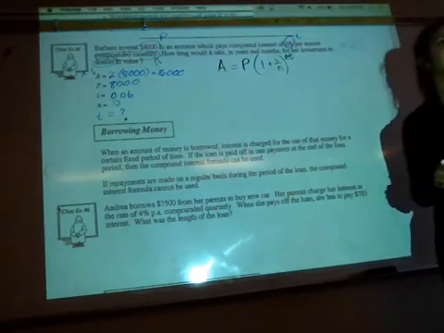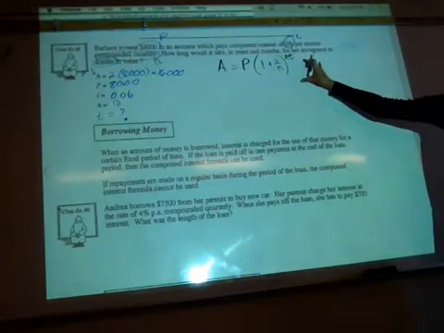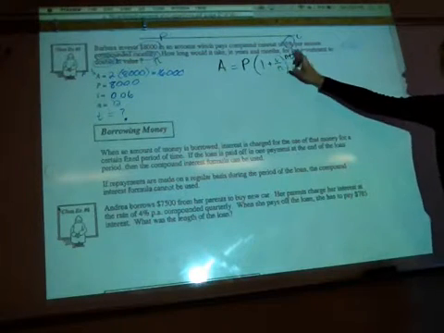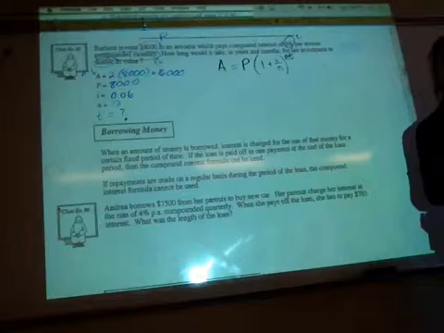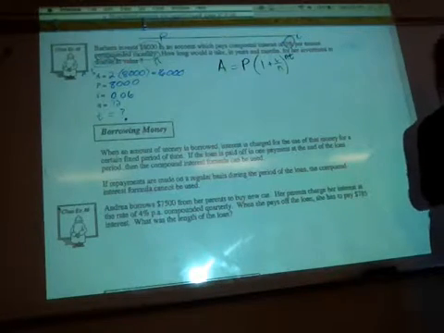The reason why I was asking is because this isn't the formula you're given. So you have to remember to divide by N and multiply by T. Okay? So I tweaked it a bit so that it makes the calculations easier.